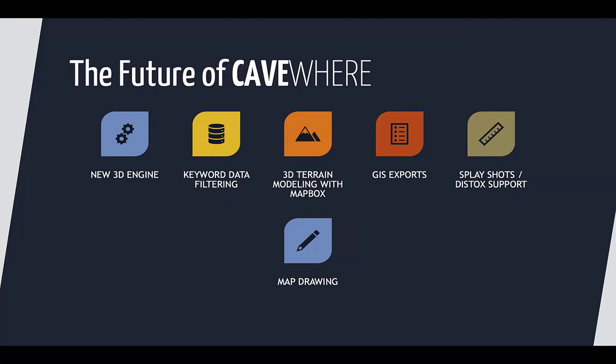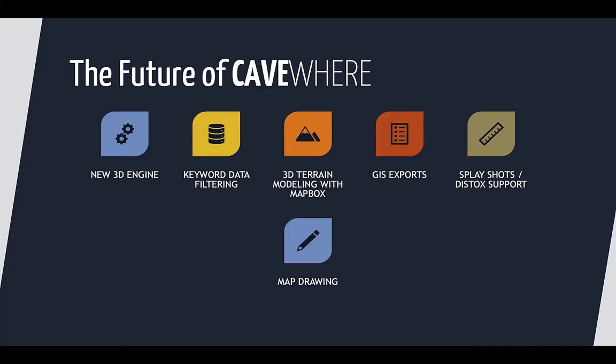In the next version of CaveWhere, definitely there's going to be a new 3D engine, and that's already been implemented in a development branch. So that's definitely coming. There's going to be keyword data filtering in the newer version, and the newer version that I'm talking about is 1.10, which will probably be released in the next 6 months. But it really just depends on how much time I have to work on it.